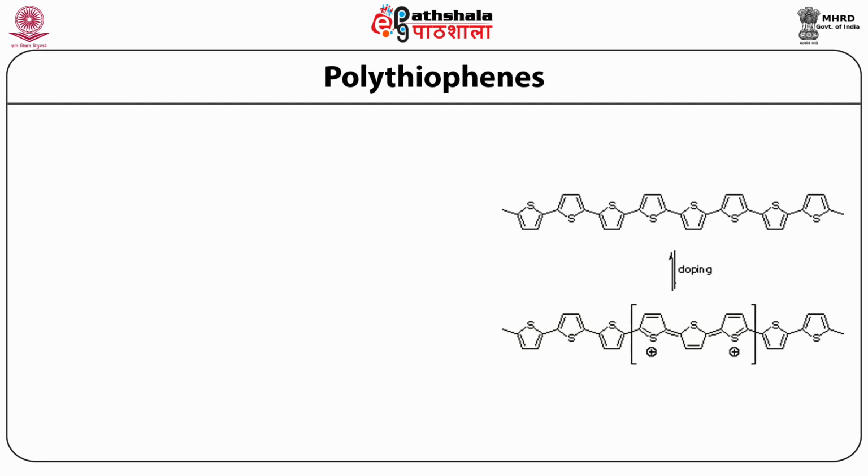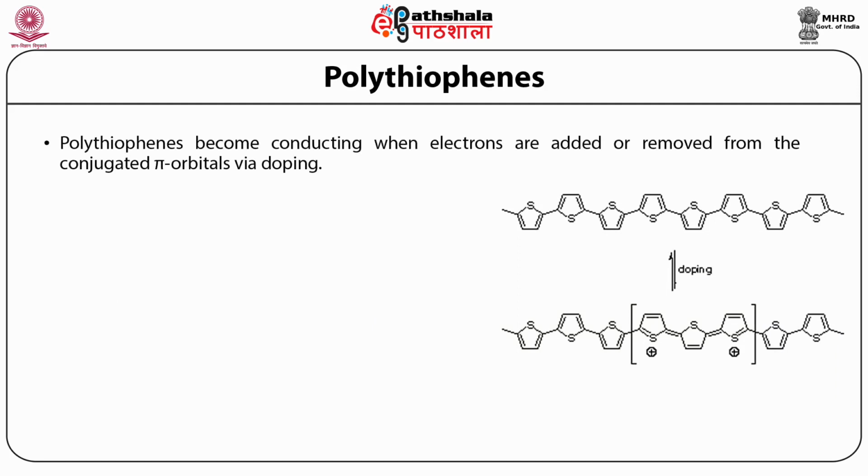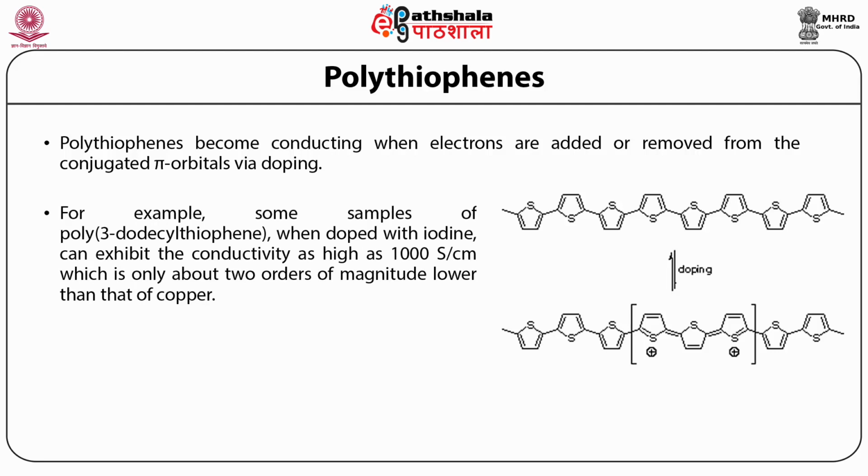Now students, we are continuing a discussion on polythiophenes. Polythiophene becomes conducting when electrons are added or removed from the conjugated pi orbitals via doping, as shown in the figure below. For example, poly-3-dodecyl-thiophene when doped with iodine can exhibit a conductivity as high as 1000 Siemens per centimeter, which is only about 2 orders of magnitude lower than that of copper.